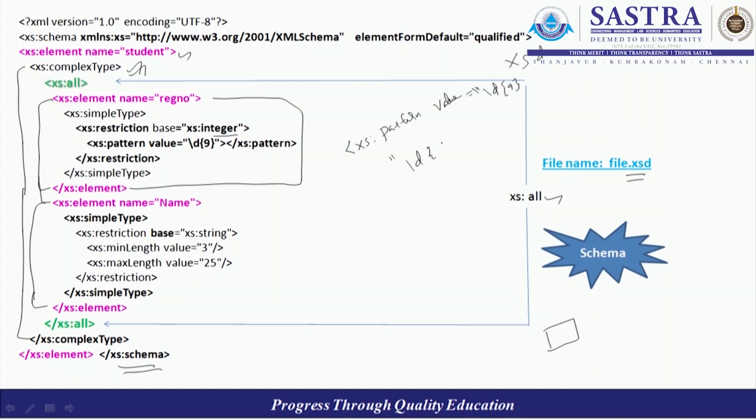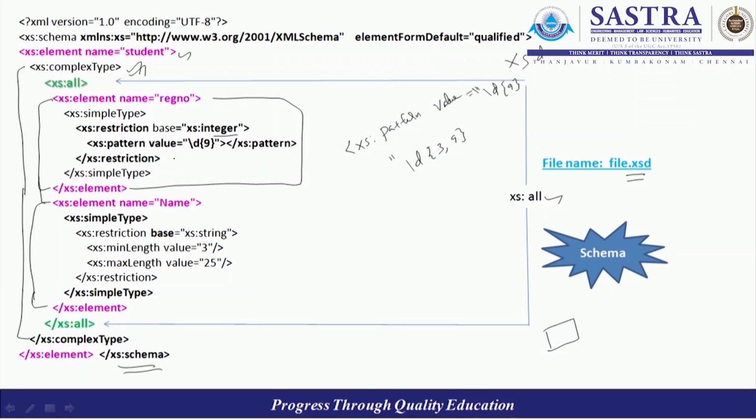I have 3, 9, in the sense 3 digits to 9 digits allowed. So this is the way you can restrict more, that we will discuss in the forthcoming video lectures. Let us have only the base type of pattern.